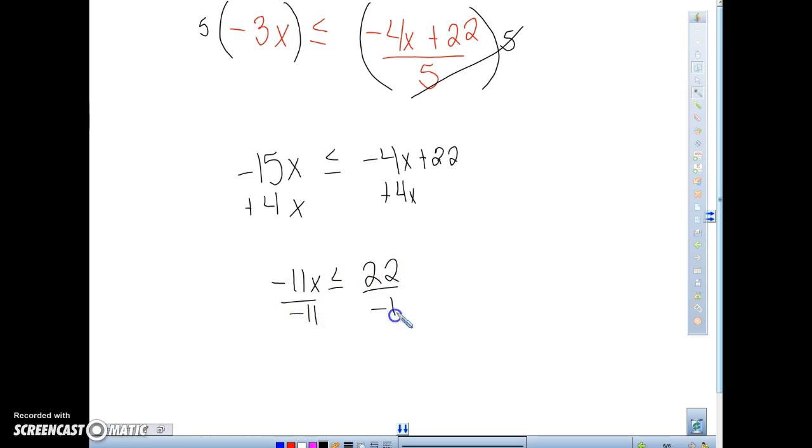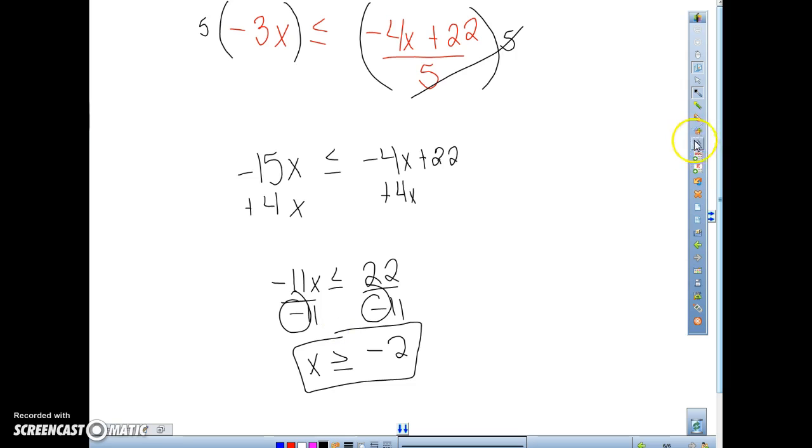Divide by negative 11. We divided both sides by that negative, so x is greater than or equal to negative 2. We had to flip that sign.